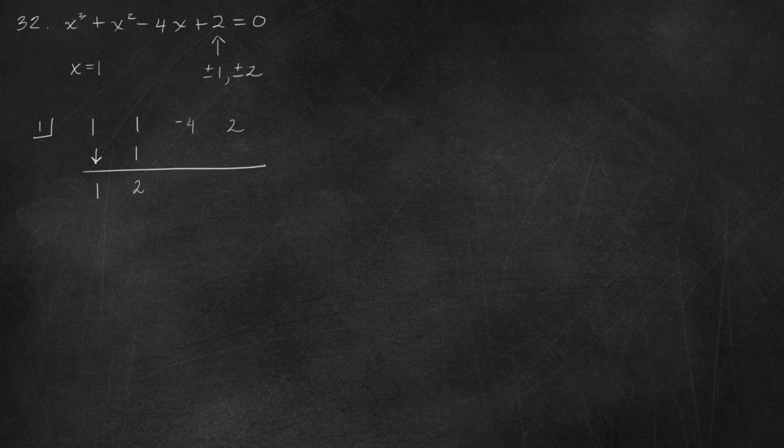Then I repeat the process. 2 times 1 is 2, and I add the numbers in the column, negative 2. Negative 2 times 1 is negative 2, and I add and I get a remainder of 0, which is what I expected since 1 is a real root. So this tells me that my original equation factors into x minus 1 times, and now I use these new coefficients, x squared plus 2x minus 2.